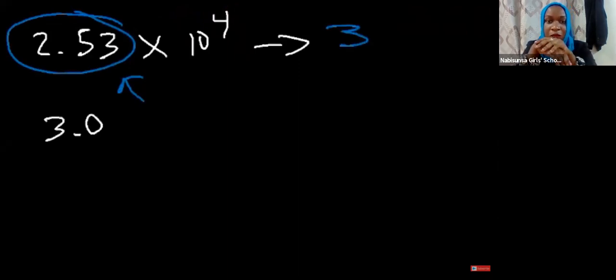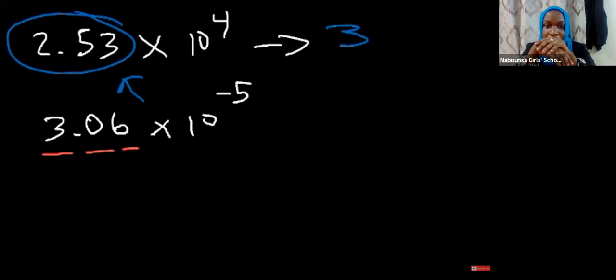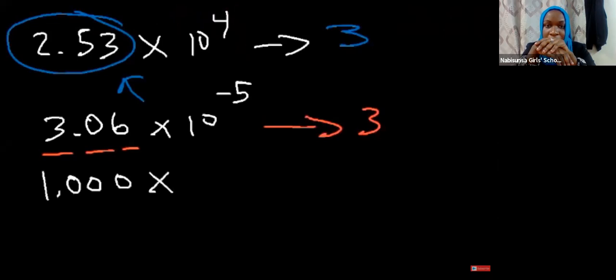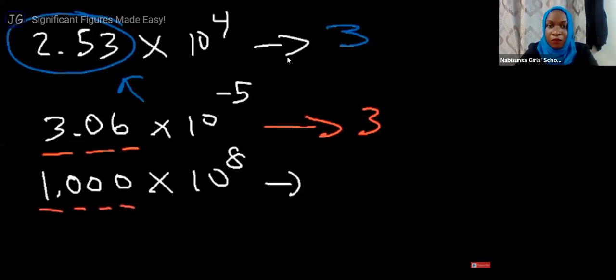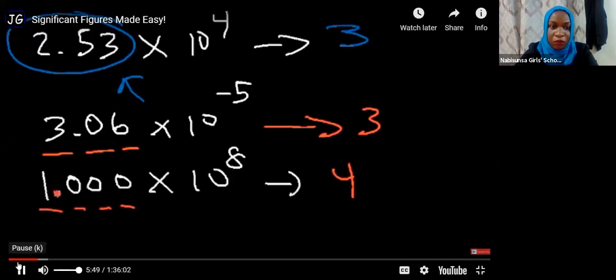Now what about 3.06 times 10 to the negative 5? So the in-between zeros are counted as significant, so we have 3 sig figs. And what about 1.000 times 10 to the 8? So all of the trailing zeros are counted as significant, so we have a total of 4 since there's a decimal point.